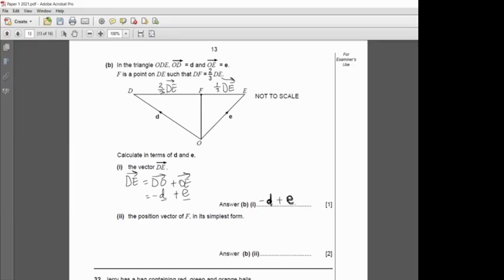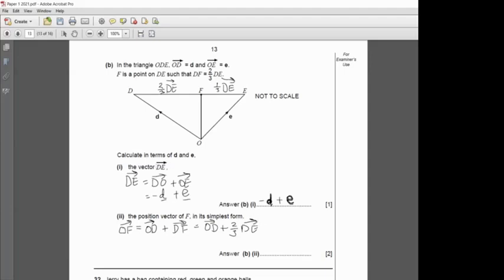Okay, then number 2, the position vector of F. Now the position vector just means find OF. That is what the position vector of F means. So again, imagine you're at O and you want to get to F. I can go from O to D, and then I can go from D to F. But remember, in the question, we're told that DF is 2/3 of DE. So this is OD plus 2/3 of DE.